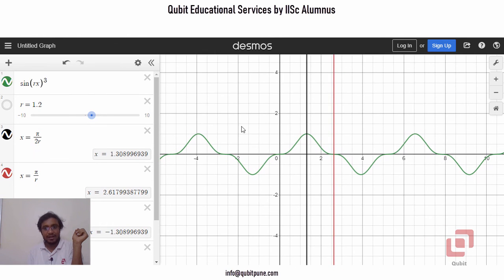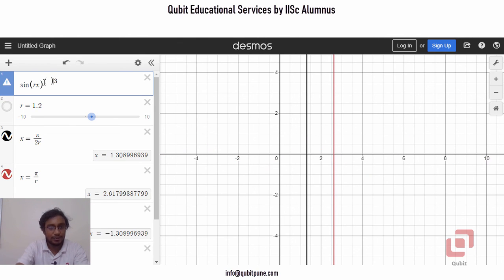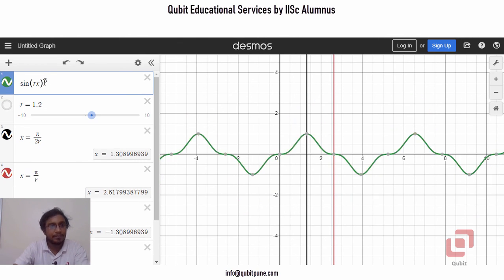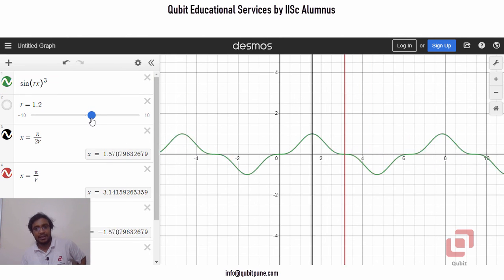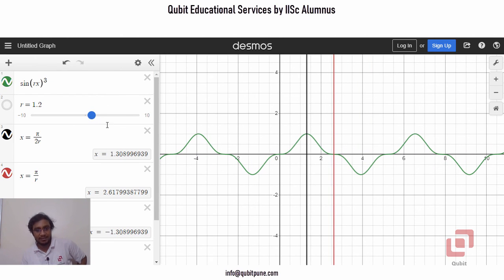Okay, so this is the graph of sine cube of rx. It's not sine of rx the whole cube; this is what I've plotted, the function raised to 3. Now I've currently chosen r to be 1.2, but I can take any value. You can see, first of all, the black and the red line. The black line is x equal to pi by 2r.